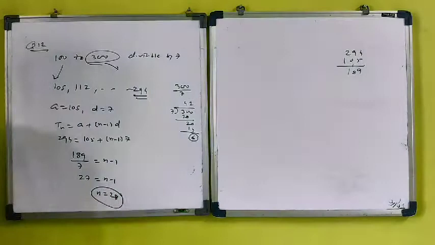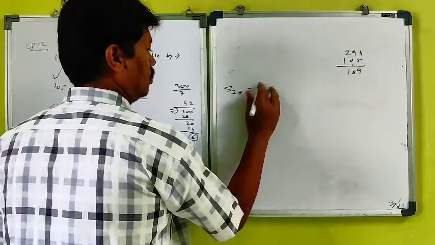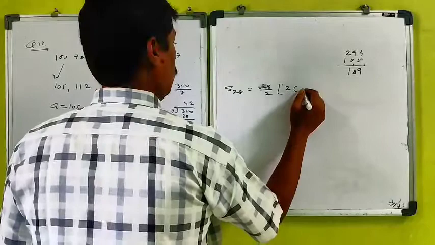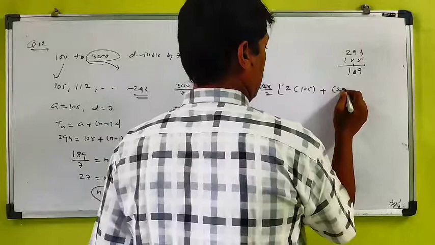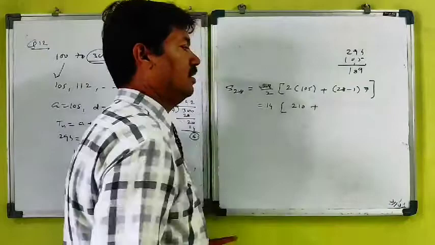But the question is, you have to find the sum. So the sum of 28 terms is equal to n upon 2, that is 28 upon 2, into 2 into the first term, which is 105, plus n minus 1 d. So it is 28 minus 1 into d. It is total 210, and that is 27 into 7. So what is 27 into 7?